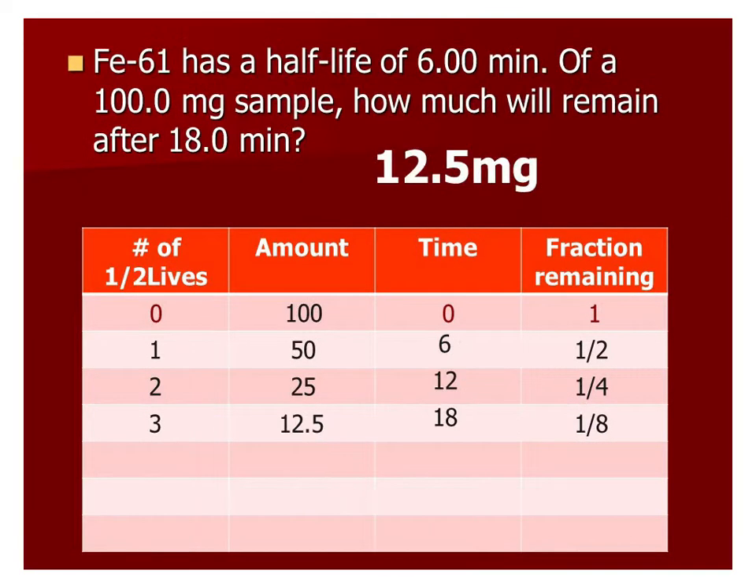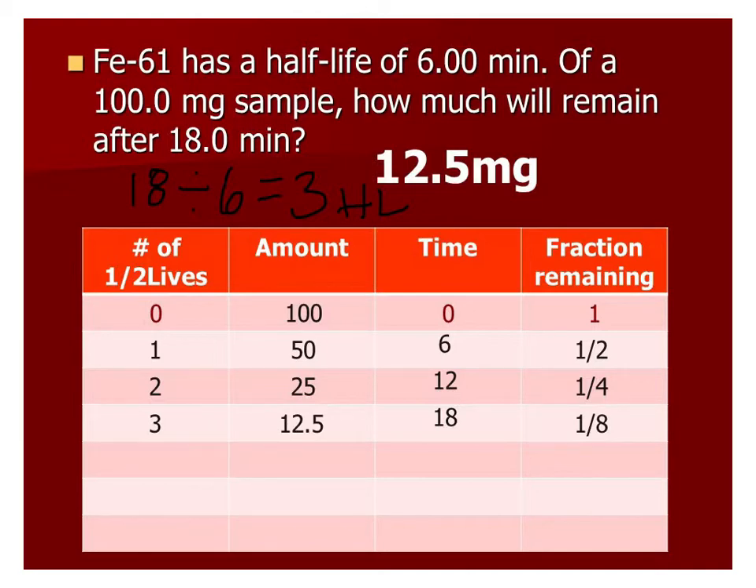All right, in this case, let's look at how much Fe-61 will remain after 18 minutes, and I'm telling you that you have a half-life of 6 minutes. So we know that if we have 18 minutes, and we divide that number by 6 because that's the half-life, we get that we have 3 half-life cycles, right? So we know that we have 3 half-life cycles, and so how much will remain?